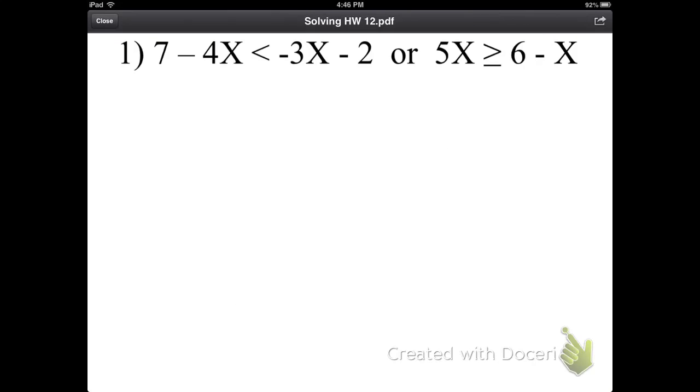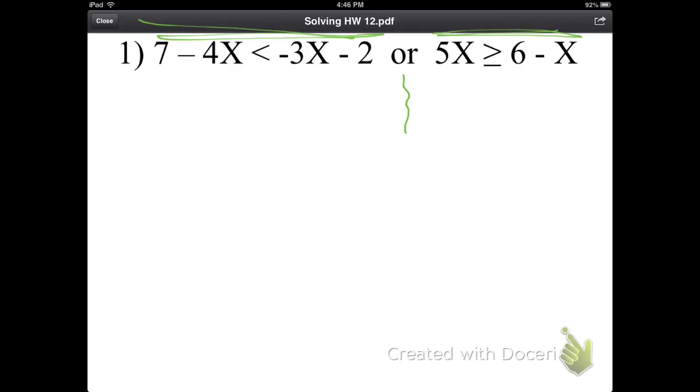Alright, time for solutions on homework 12. Number 1, we got, once again, a compound inequality. You solve the left side inequality, and then you solve the right one. You solve them separately. And then you graph them both on the same number line, and then you write out their answer in interval notation.